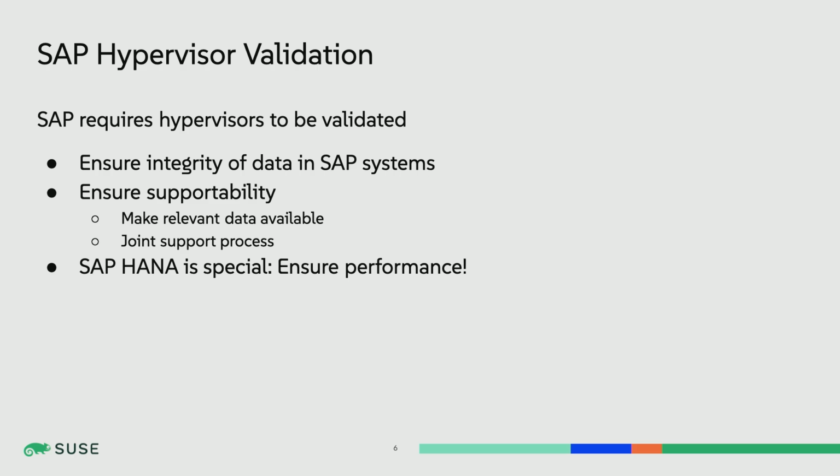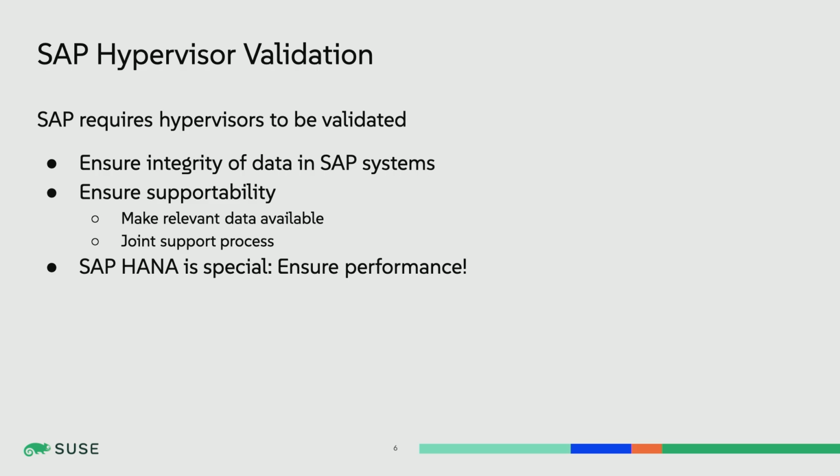SAP applications and SAP databases are usually running the core of your business. So it's really important that whatever we do on the infrastructure side, on the virtualization side, ensures the integrity of the data in your SAP systems. Because if you lose this data, you are done. Your business is down.